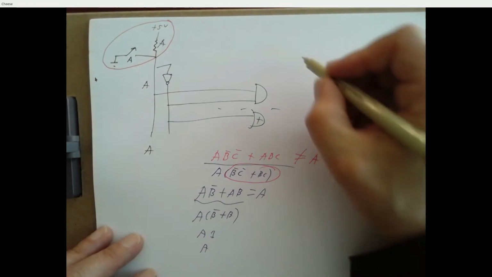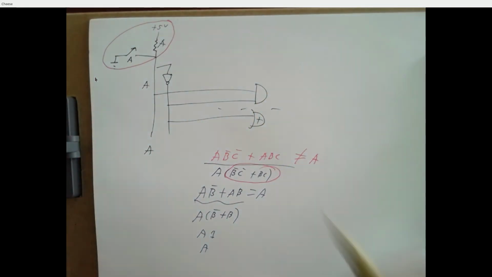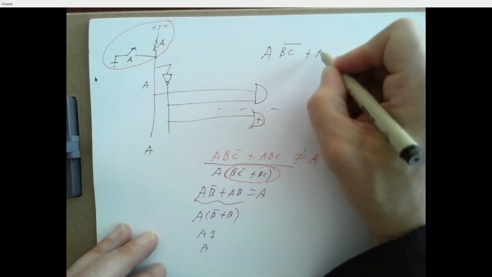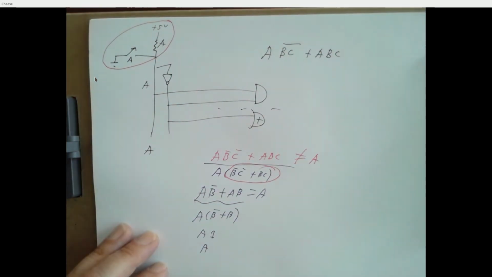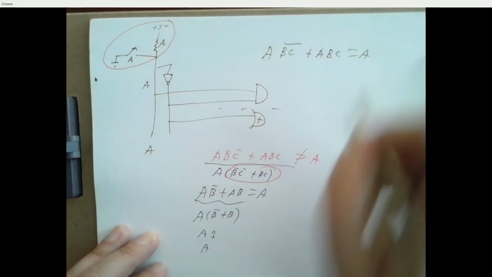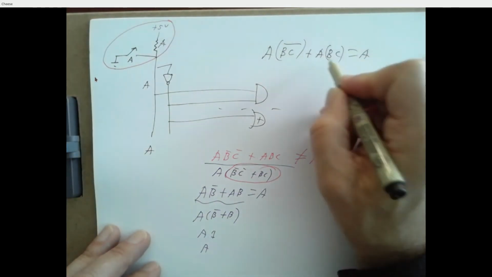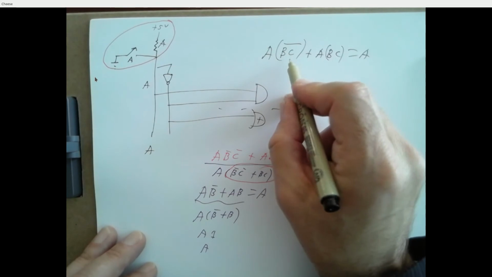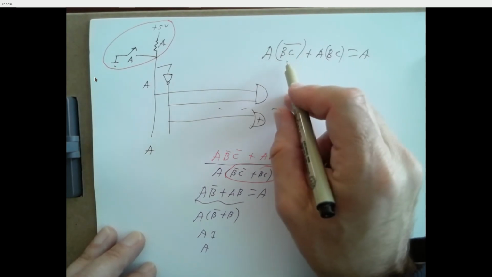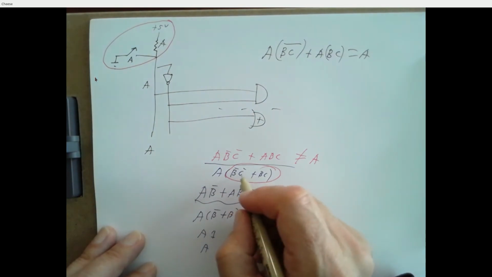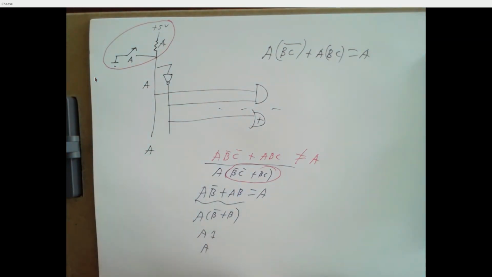Now, if it was something like that, that's definitely the same as A. Because here we have something BC, and here we have that same something complemented. So adjacency theorem applies there. But if you have bars over B and C separately, that's not the same as BC bar.